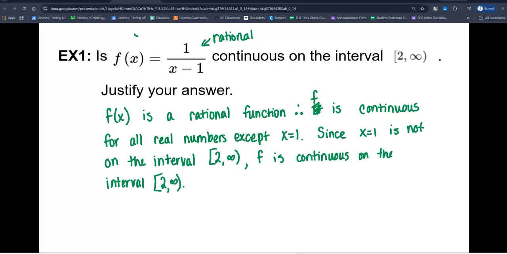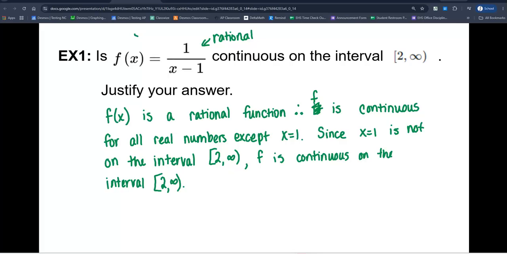Now, there could be some different wording here. The key that you have to have is you need to say this is rational, which is continuous everywhere except for 1 in some form or fashion. Then you have to say 1 is not on the interval that we're looking at, so f has to be continuous. Your phrasing can be different, but you have to have those pieces of information. And if you see "justify your answer," that means you can't just answer with a yes. You have to give some sort of reasoning.